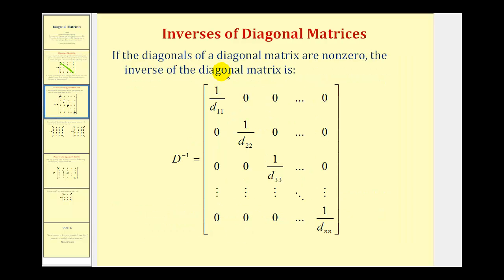If the diagonals of a diagonal matrix are non-zero, then the inverse of the diagonal can be easily found by using this formula here. To find the inverse of matrix D from the previous screen, we just need to find the reciprocals of the main diagonal as we see here. All the other elements will still be 0. So let's look at a couple of examples.